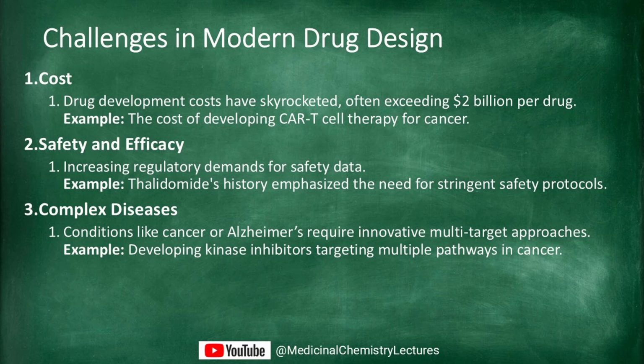Cost. Drug development costs are skyrocketing, sometimes exceeding $2 billion per drug. Example, the cost of developing CAR T-cell therapies for cancer is incredibly high. Safety and efficacy. Regulatory agencies demand more safety data than ever before. Example, the thalidomide tragedy emphasized the importance of stringent safety protocols. Complex diseases. Diseases like cancer or Alzheimer's require multi-target approaches. Example, kinase inhibitors target multiple pathways to tackle complex cancers effectively.